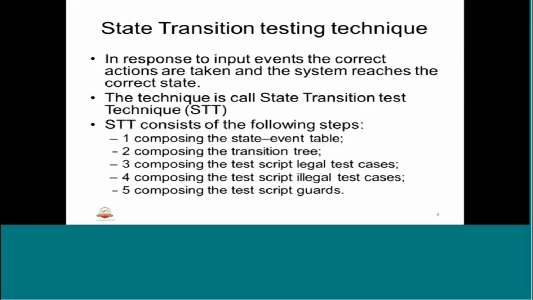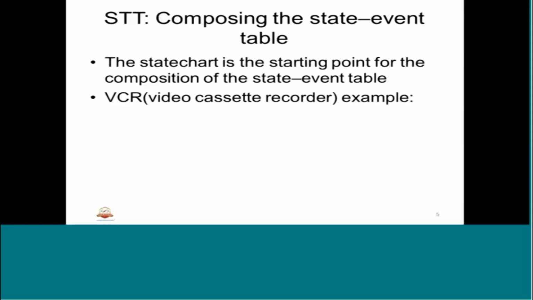Okay. So the first step we spoke of is composing the state event table. The state chart is the starting point for the composition of the state event table. That means before we draw a state machine table or state to event table, we need to identify the composition in terms of how the state chart is. So we will take an example of a VCR.